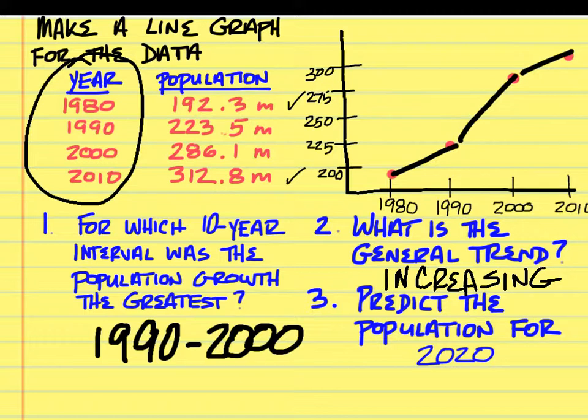And predict the population for 2020. What do you think it's going to be in 2020? No one right answer. What do you think it'll be in 2020? Anybody care to take a guess? He says 320 million. What do you say? Close to 400, so 320 million to 400 million, something like that. That's a reasonable guess.